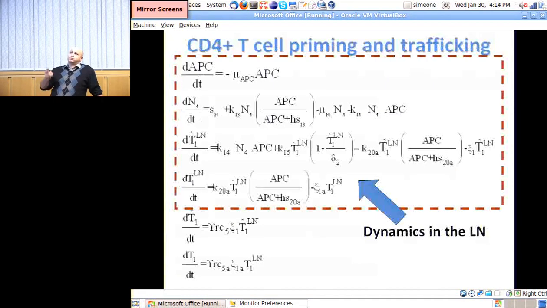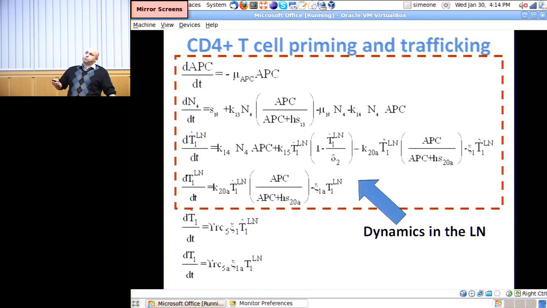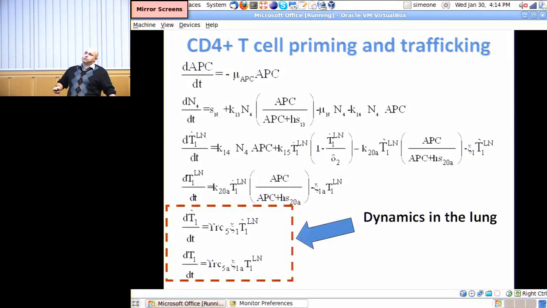Those are some of the equations. I just want to show you the way we built it. Basically, there is a lot of theory-driven modeling here, where we know that those are antigen-presenting cells coming from the lung, and they interact with naive CD4 to generate some precursor T helper cells, which proliferate, and then they become effector cells. Some of them migrate out, and then they reach the lung. So those are the equations that we track.